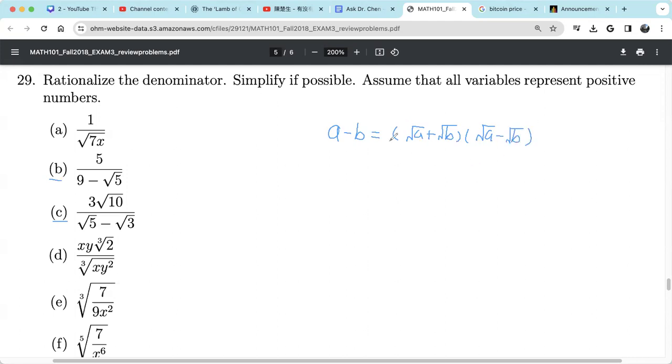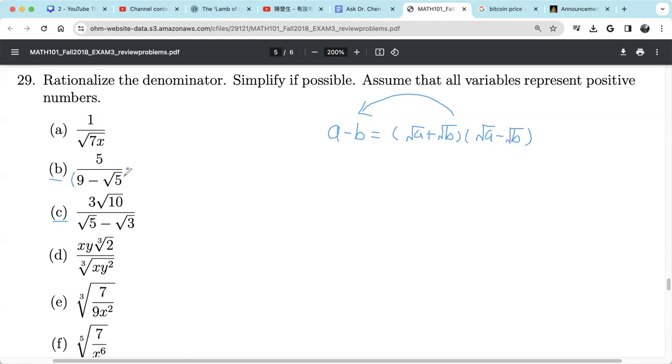Right. So in this case, this is from the right-hand side to the left-hand side is rationalization. Because on the right-hand side, we have a square root. We have irrational terms. But through doing this to the right-hand side, we have rational terms. So we want to use this property, this formula.